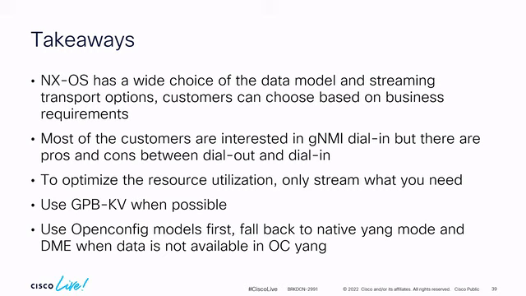But you can see that it does need some design consideration when you deploy gNMI dial-in for a scale network, right? To optimize resource utilization, only stream whatever you need. Don't start from the top level. That wastes a lot of resources on the target, and also a lot of resources in your database. Stream only the information you need. And use GPB key-value when possible. JSON is also supported if you really need JSON, but GPB decoding is definitely more efficient than JSON.